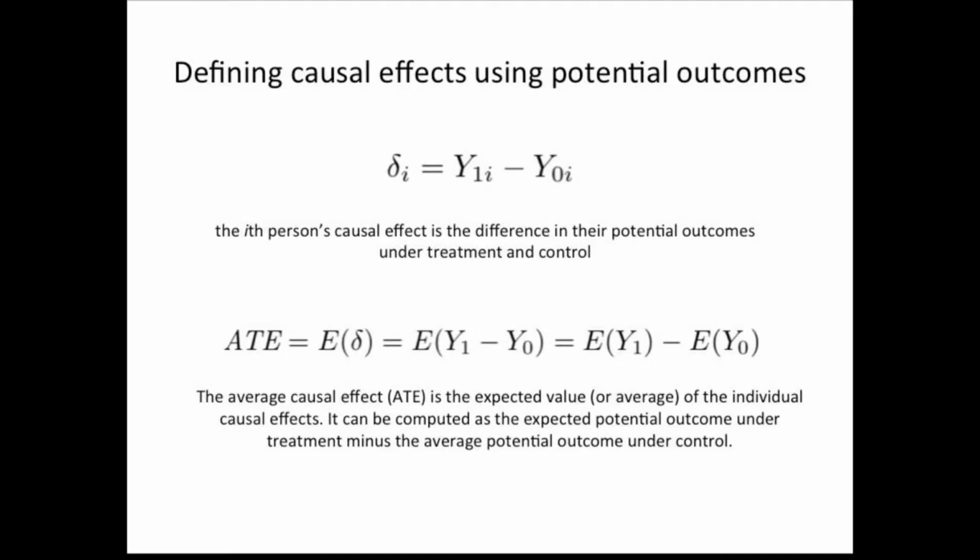And the way we calculate that is the difference between the potential, remember Y1 is the potential outcome under treatment, and Y0 is the potential outcome under control. So the way we calculate this treatment effect is we take the average of everybody's potential outcome under treatment, and we subtract the average of everybody's potential outcome under control. That difference is the causal effect of treatment.